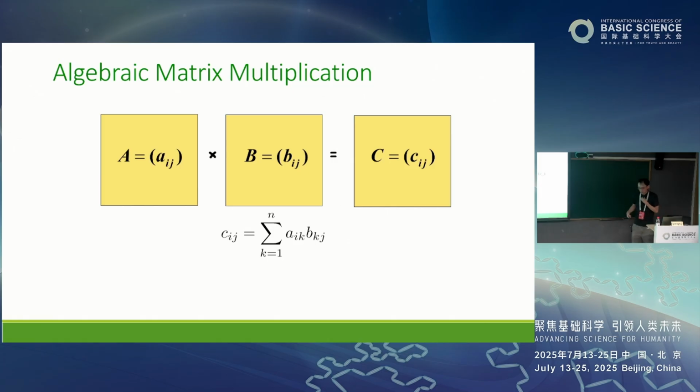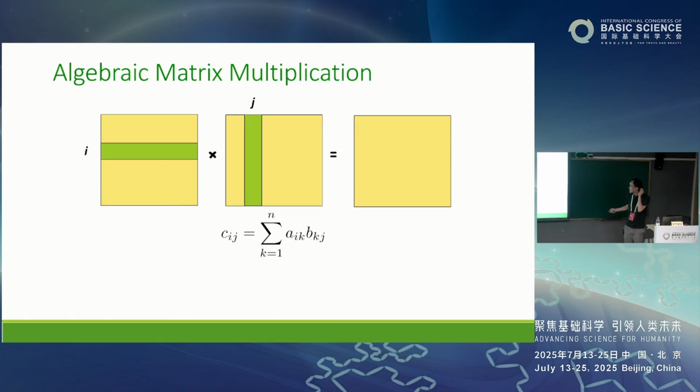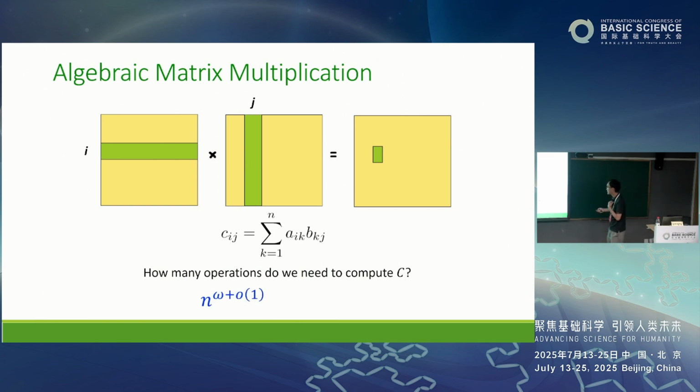Okay, so we'll consider matrix multiplication. That's the definition of matrix multiplication, and we want to find the time complexity. How many operations do we need to compute C?